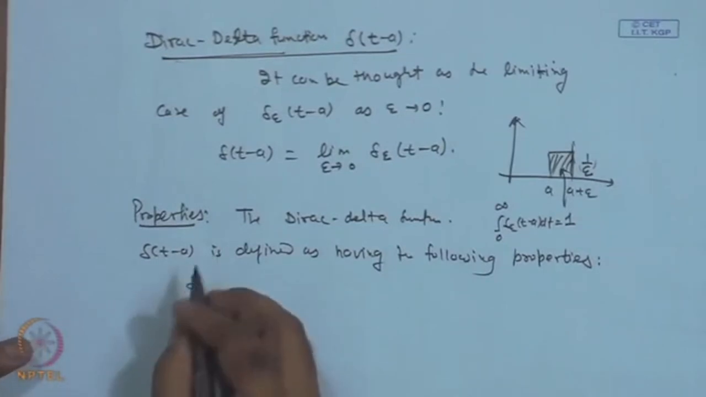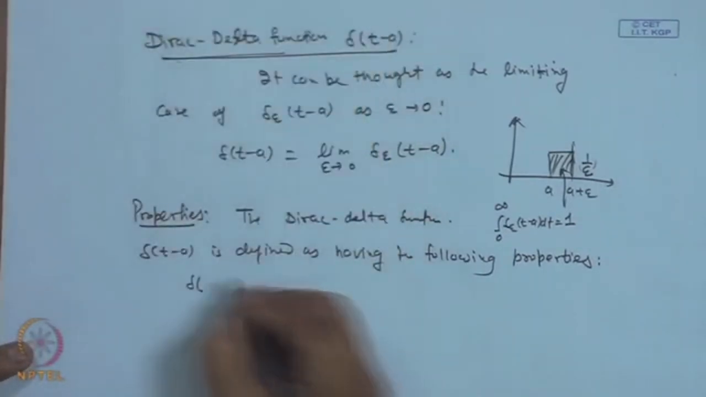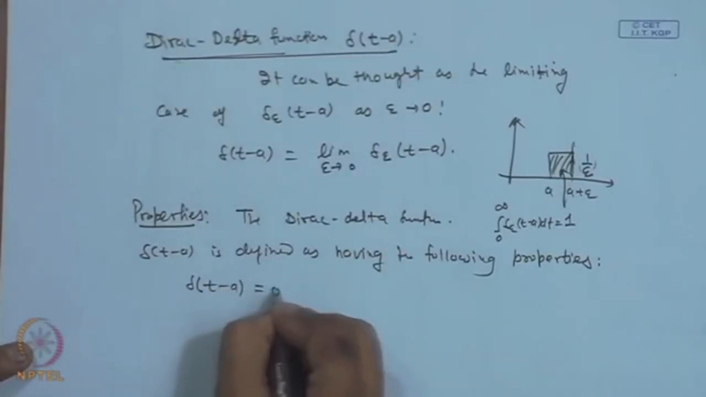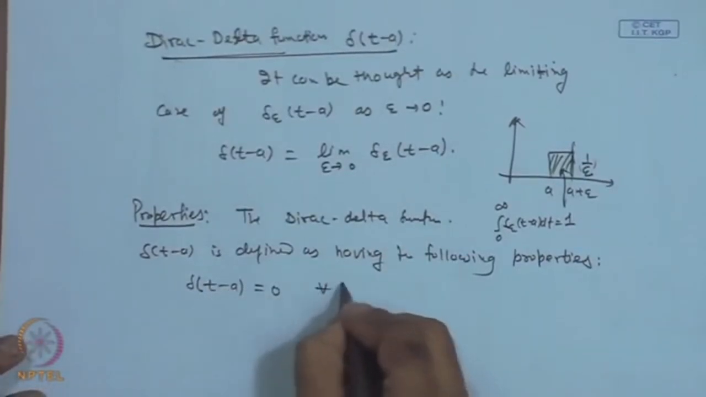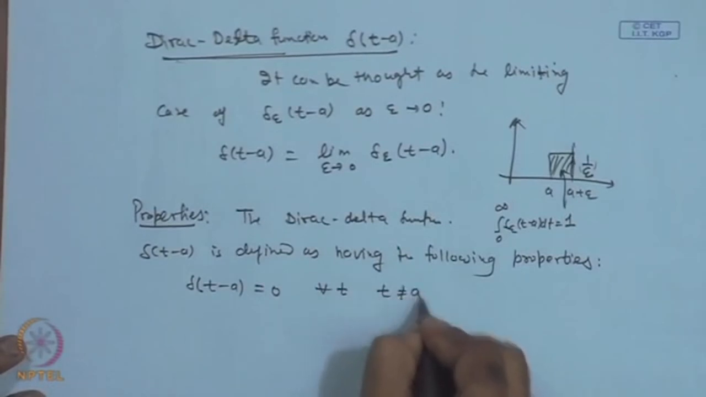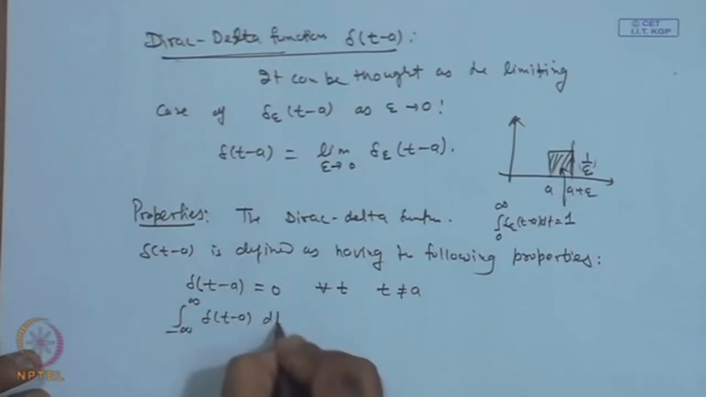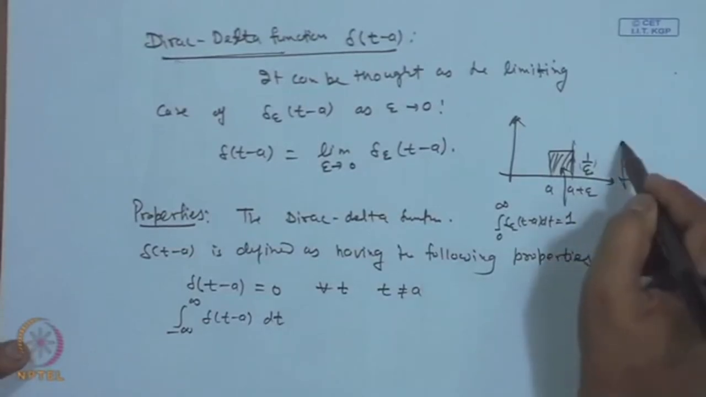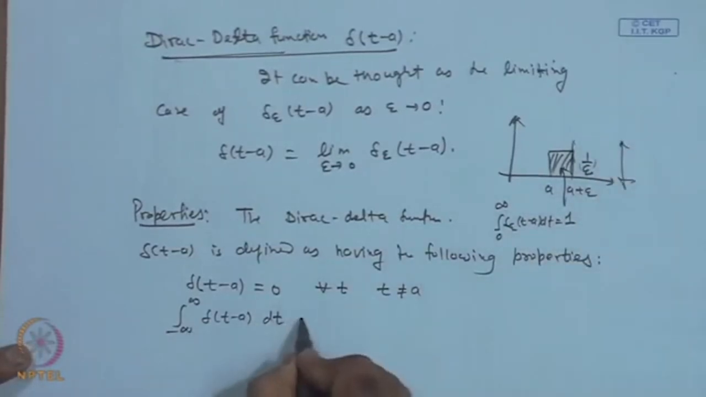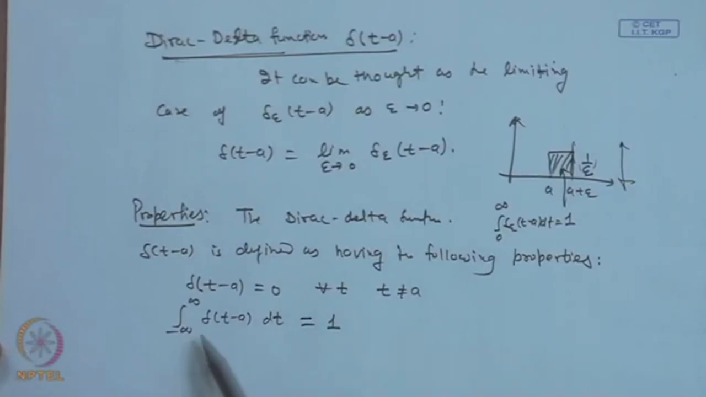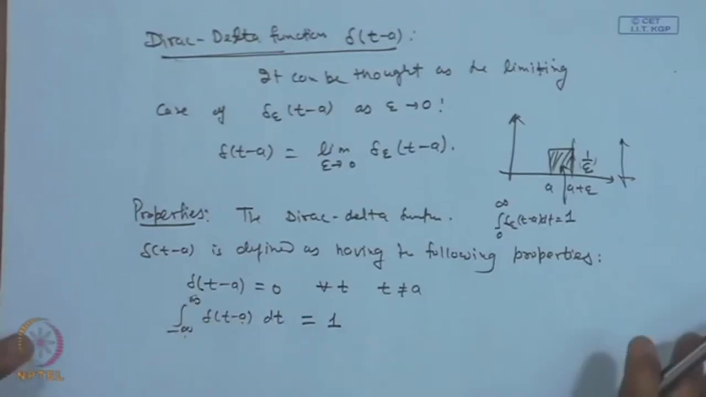So, the first property here is that delta t minus a is 0 for all t as long as t is not equal to a. And if we integrate from minus infinity to plus infinity delta t minus a dt, it is directly coming from this property. So, in this case it is 1. We can also take any other range of integration as long as a is in the range of this integration, then the value is 1.